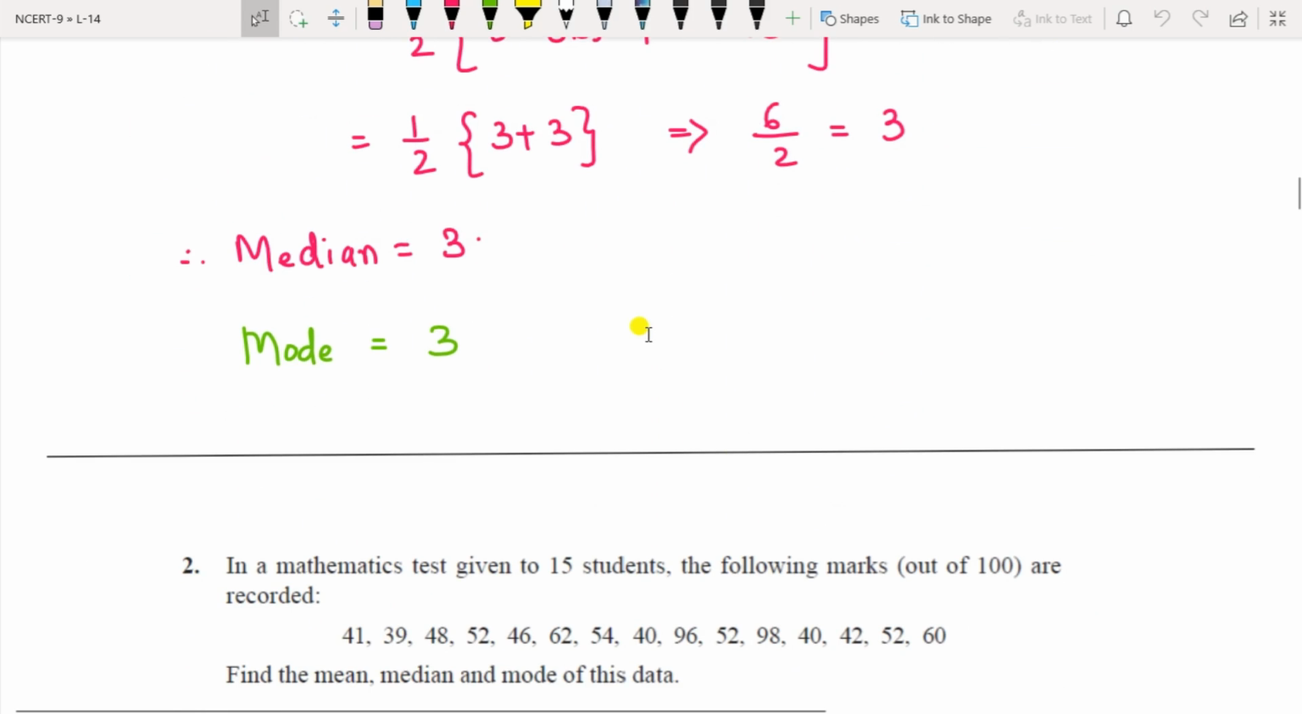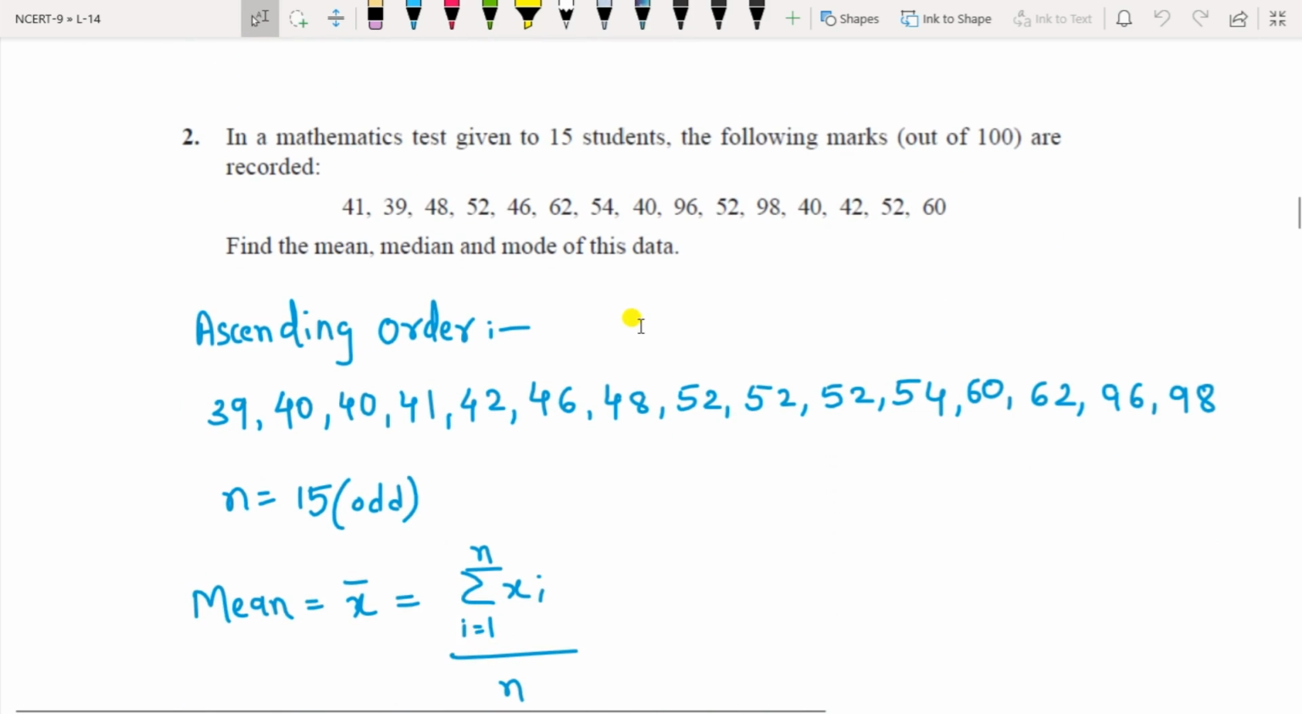Similarly, the second question. In a mathematics test given to 15 students, the following marks out of 100 are recorded. These are the marks scored by the 15 students out of 100. You have to find mean, median and mode. Write the data in ascending order here. Now n is 15.